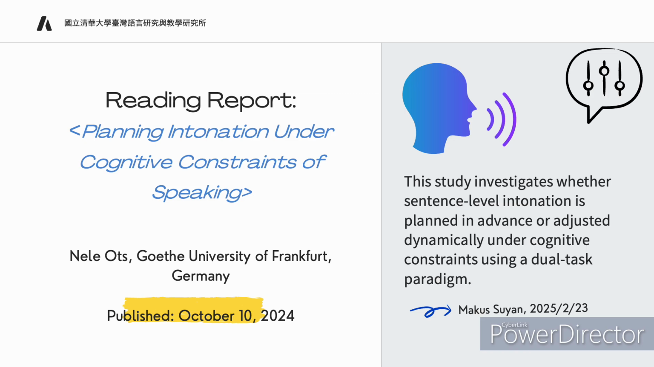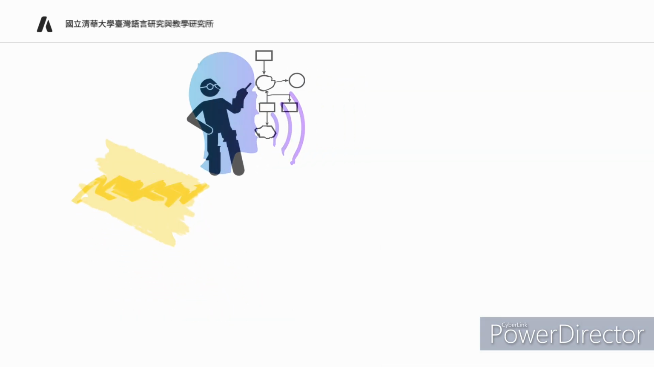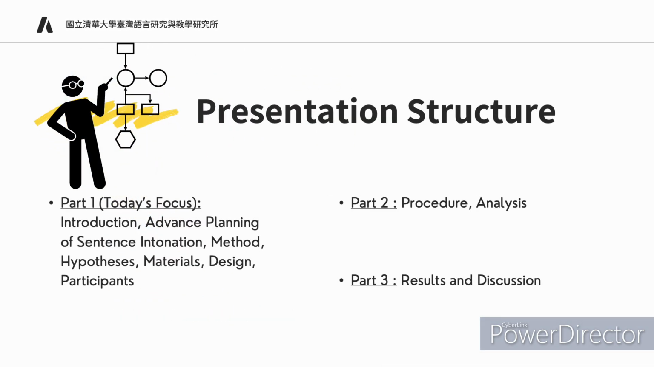It explores how speakers plan intonation while speaking under cognitive constraints and how cognitive load affects the planning. And now, let's dive into the details. This study investigates whether sentence-level intonation is pre-planned or dynamically adjusted under cognitive load using a dual task paradigm.